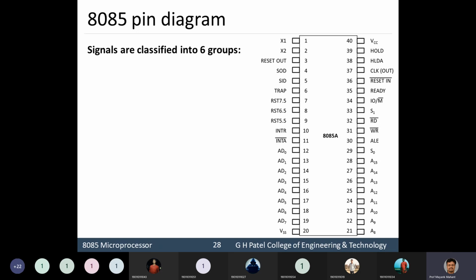We have already talked about how the pins in an IC are used for communicating with the external world, and this communication is carried out by signaling. So these 40 pins are grouped into 6 different groups. The first is the address group: pin numbers 21 to 28. These 8 pins are used as the address bus.